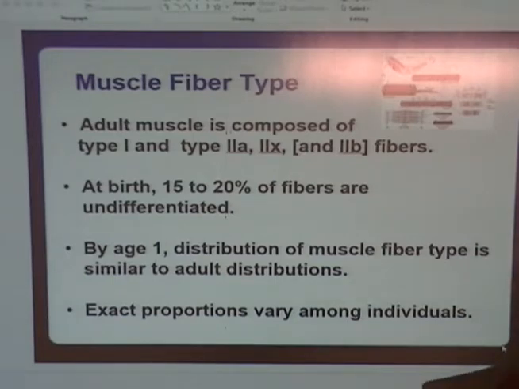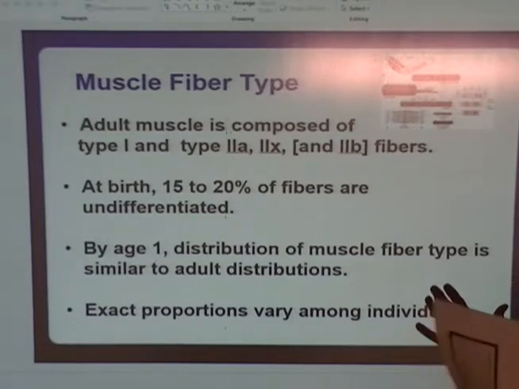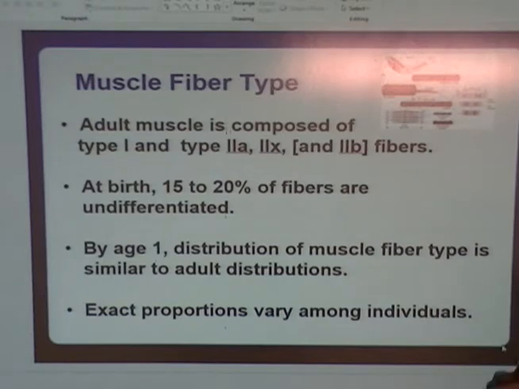So I'm not sure if the book is still talking about type 2B. Type 2X used to be type 2B. All right? They changed it. I don't know why. So if you're reading things that are calling them type 2B, they may be a little bit out of date, or they may be talking about animal muscle tissue. They have identified several other types of type 2 fibers in animals, but they haven't been identified in humans yet.